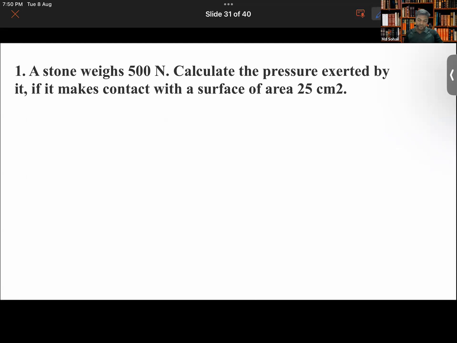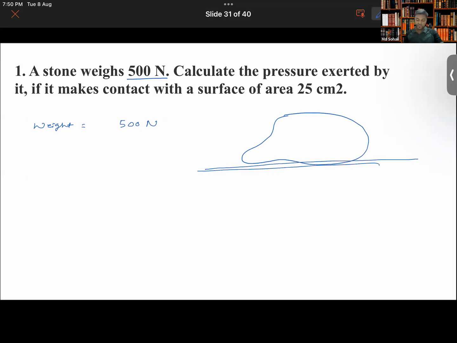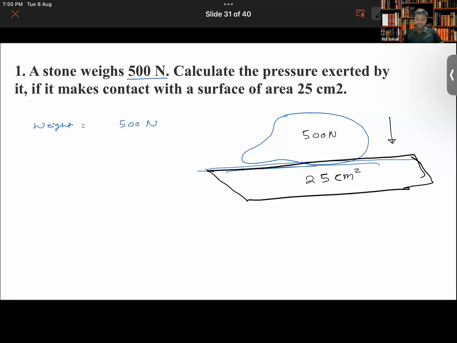Exactly. Now here one more question. A stone weighs 500 Newton. The weight of the stone here is given to be 500 Newton. Now you need to find out the pressure being applied by this stone if it makes contact with the surface area, which has an area of 25 centimeter square. So say I have taken an area here. Let's say it to be an area whose surface area measures 25 centimeters square. And this is the stone having the weight of 500 Newton. How much pressure is this stone exerting on the surface area?